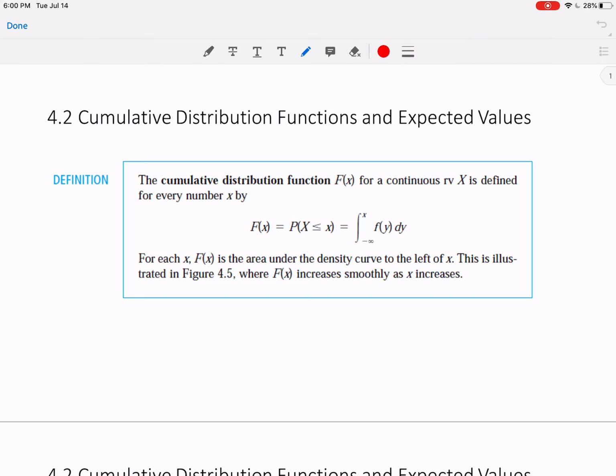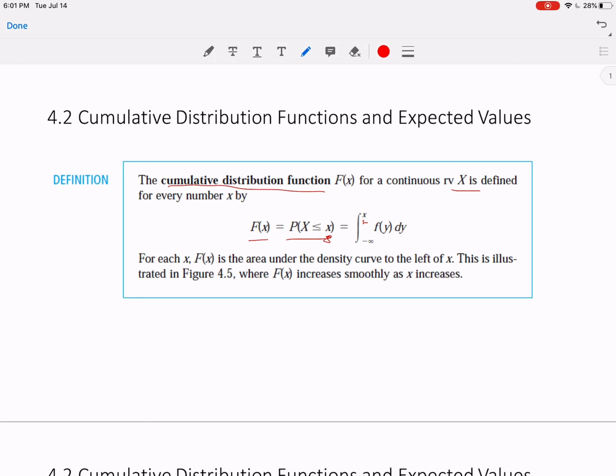The cumulative distribution function F(x) for a continuous random variable X is defined for every number x by F(x) equals the probability that X is less than or equal to x. And of course, that would be equal to the integral from negative infinity to x, because x is the upper bound of this interval, of f(y) dy, for any y between negative infinity and x.